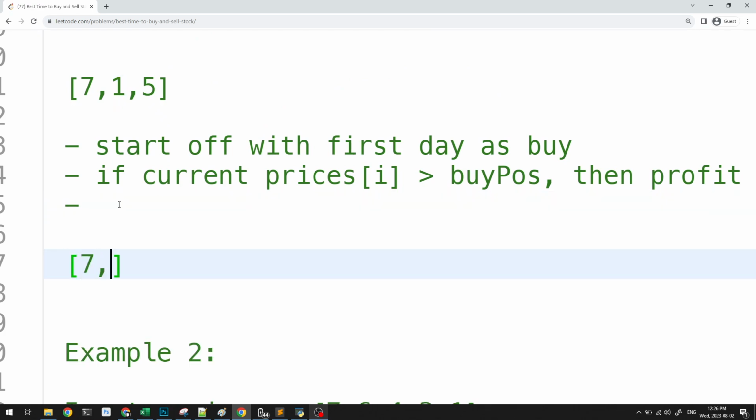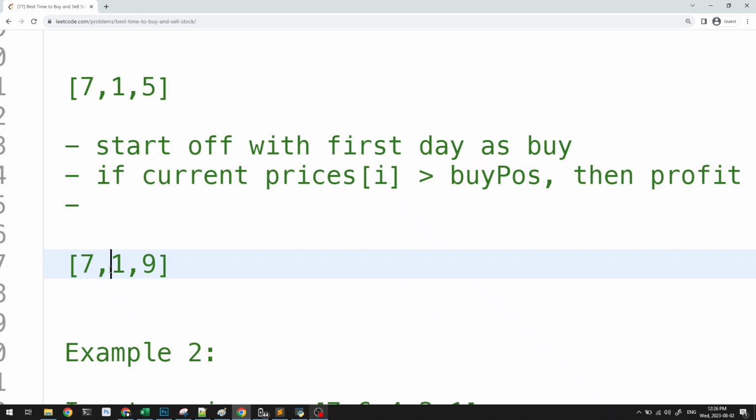But let's say our array was something like 7, 1, and then maybe something like 9. Here it's 7, 1, 5. Here it's 7, 1, 9. Well, maybe instead of 9, let's do 6. Or actually, we can do 9 as well. That's fine. So here, what do we notice? Well, from 7 to 9, that's a profit of 2, right? But from 7 to 1, we can't really do anything. We can't really have a profit here.